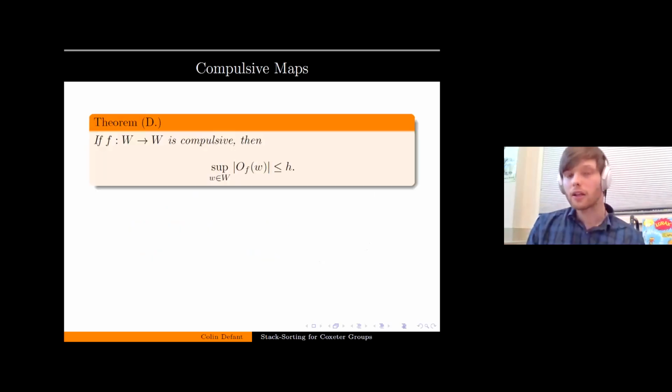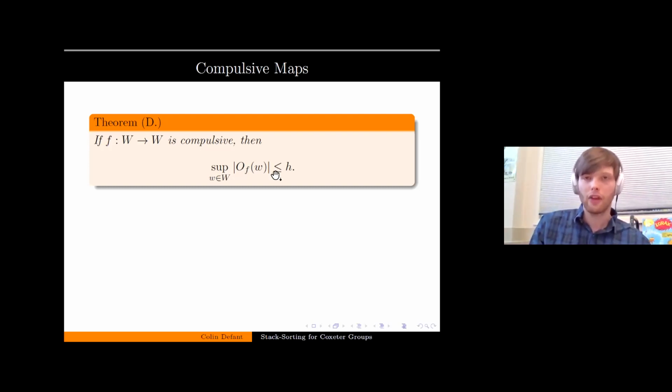So here's my main theorem about compulsive maps. If F is a compulsive map on our Coxeter group W, then in fact, the maximum size of a forward orbit of an element of W under this compulsive map is at most the Coxeter number of the group. Again, I think this is a nice theorem, and the proof also uses this relationship with the strong Bruhat order and the longest elements of maximal parabolic quotients, and I think it's interesting. You might think that this would just follow from some of the things that I've said before.